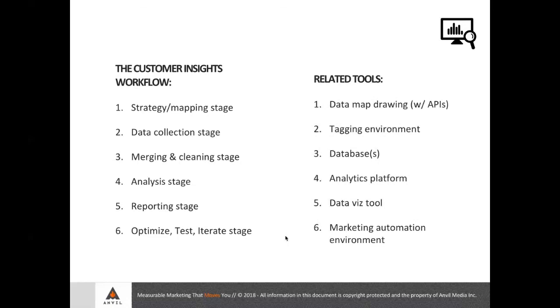Next, my data collection stage, I need a tagging environment. I'm going to talk about tags in just a moment. For step number 3, I need my database. Maybe it's, again, something I've purchased, or maybe it's one of my own databases. For the analysis stage, I need an analytics platform, Google Analytics or something like that. For my reporting stage, I want a data viz tool. I'm going to show you some examples of those. And for the final stage, I probably want a marketing automation environment, because it's really hard to optimize, test, and iterate at scale manually.